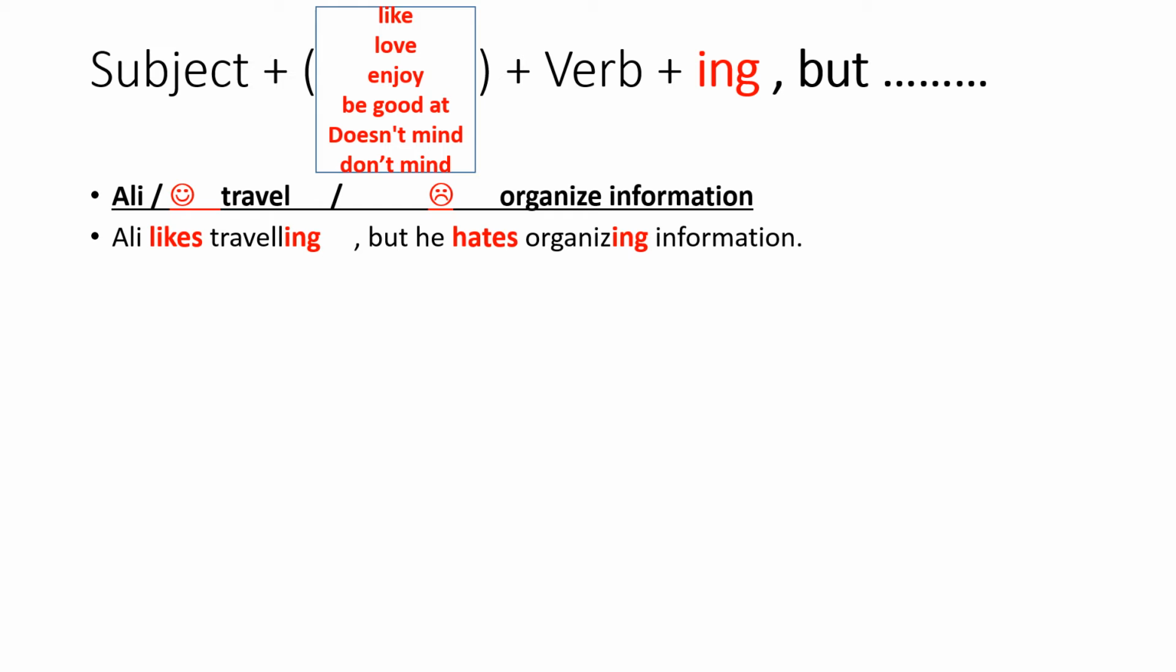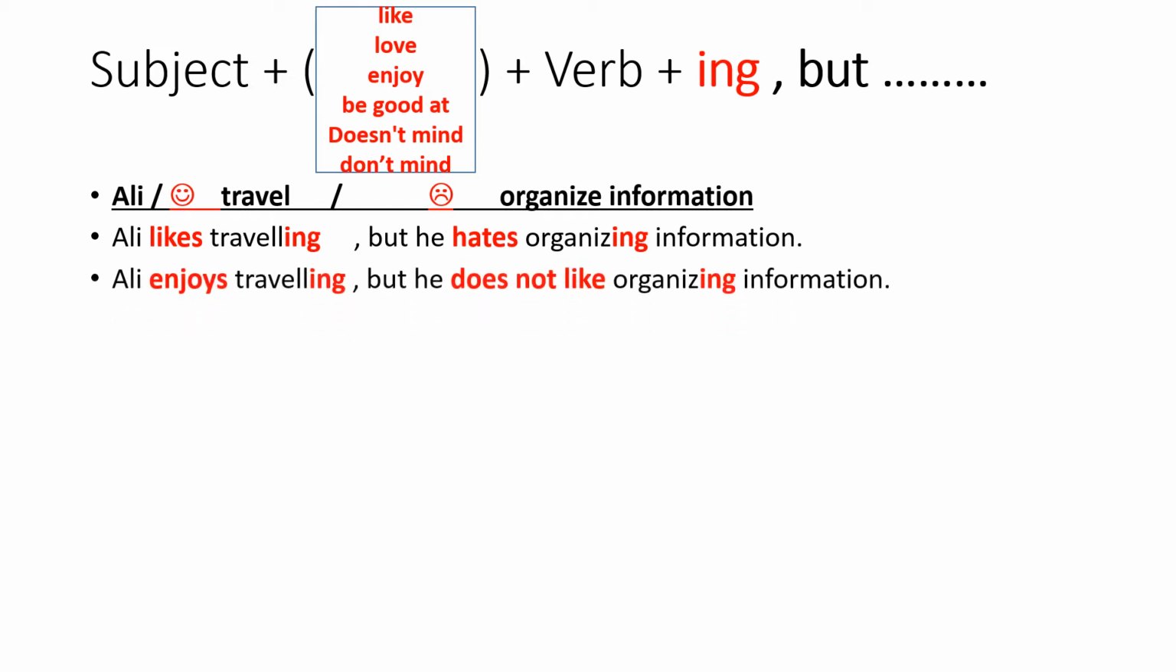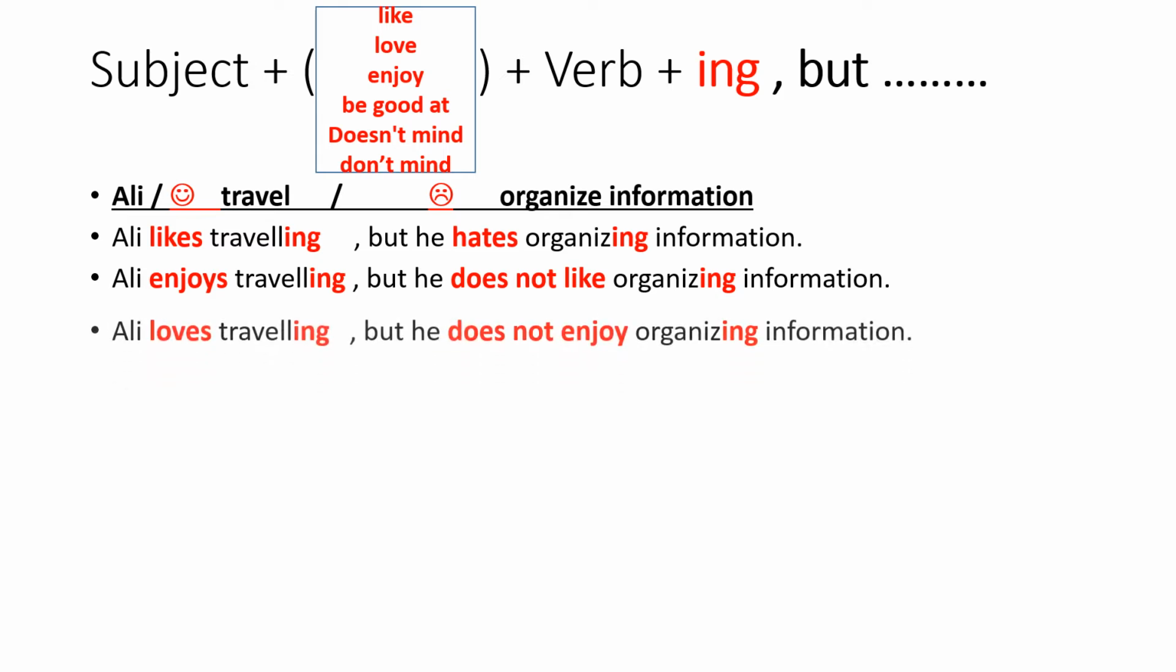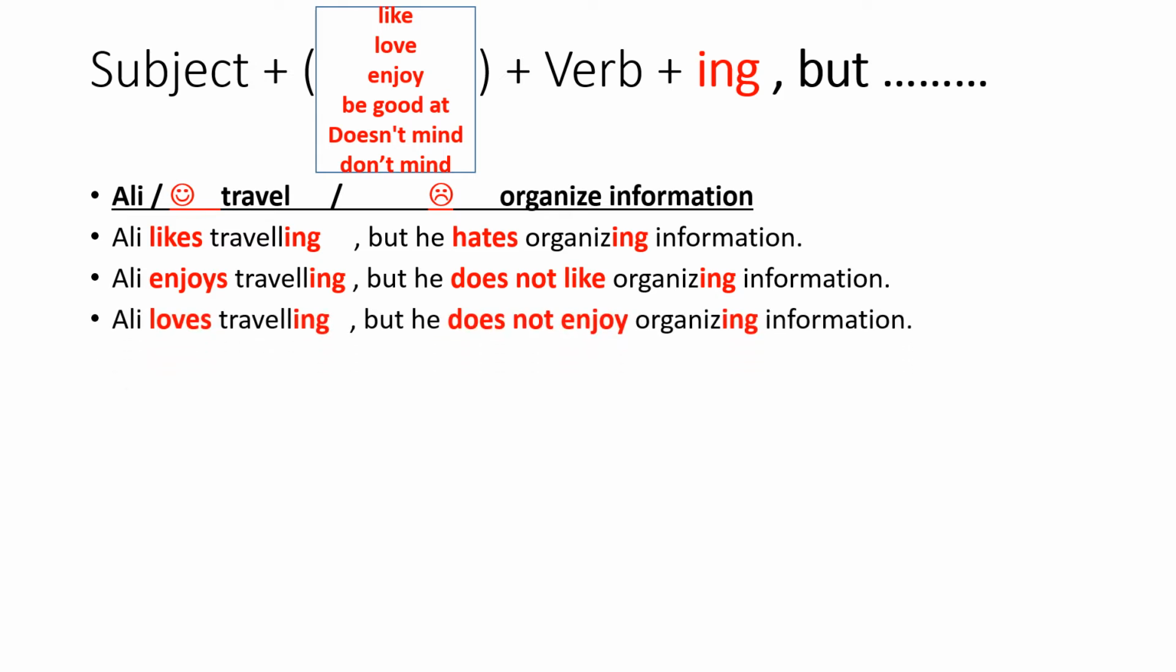So here we have two sentences. Ali likes traveling, he hates organizing. Another example. Ali enjoys traveling, but he doesn't like organizing information. The same thing. Likes, enjoys, loves, is good at, then put ing. Ali loves traveling, but he doesn't enjoy organizing information.